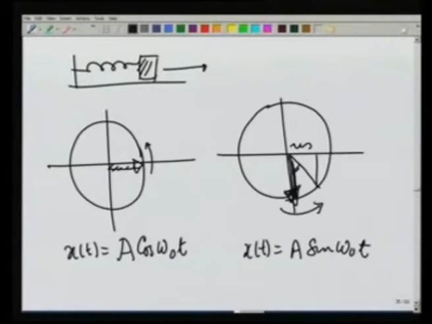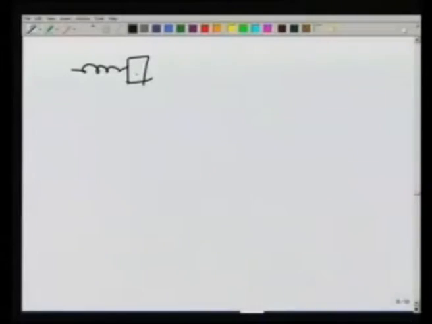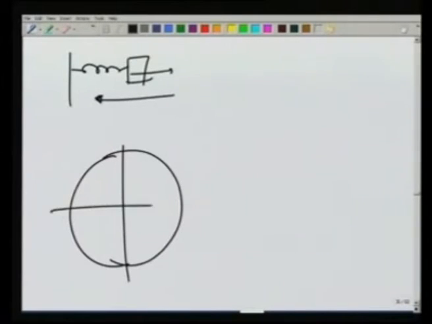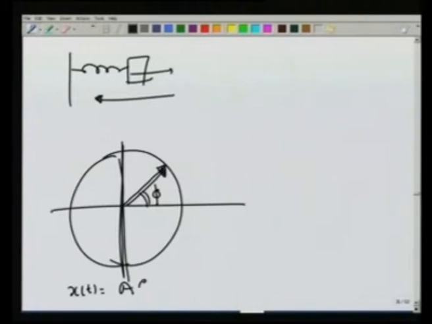What about the case in which we pulled it to a distance and then gave it a velocity going this way? So the particle was displaced positively. The phasor tip has to be on the right hand side of this line, and it was moving in the negative direction. So the phasor would be somewhere here, with this angle being phi. You can see that x(t) is going to be a cosine of omega t plus phi, with phi being greater than 0.